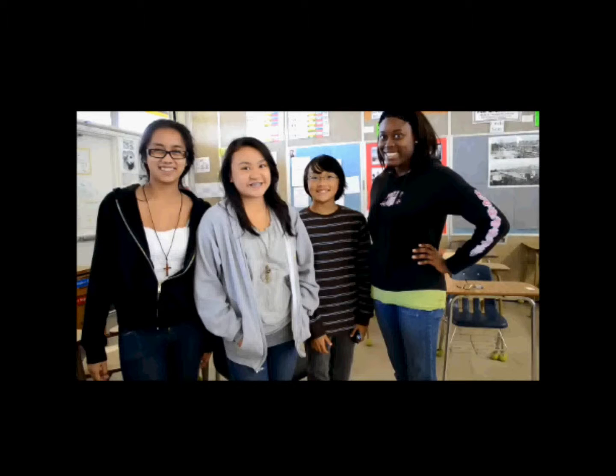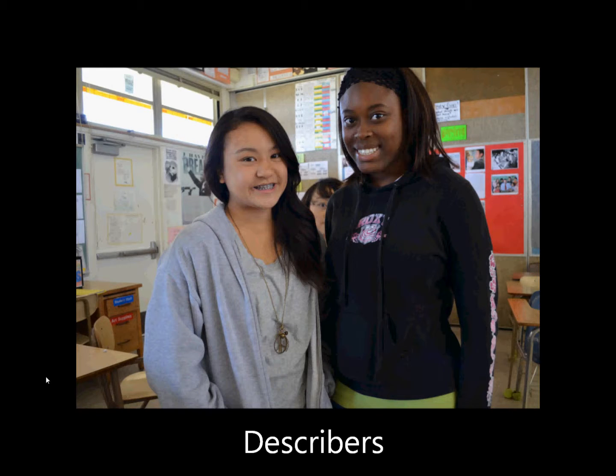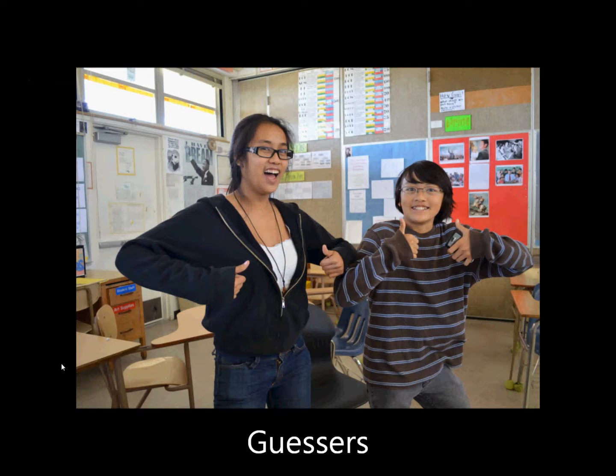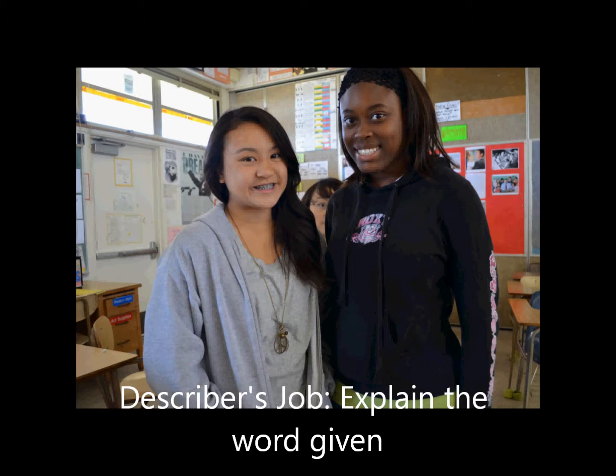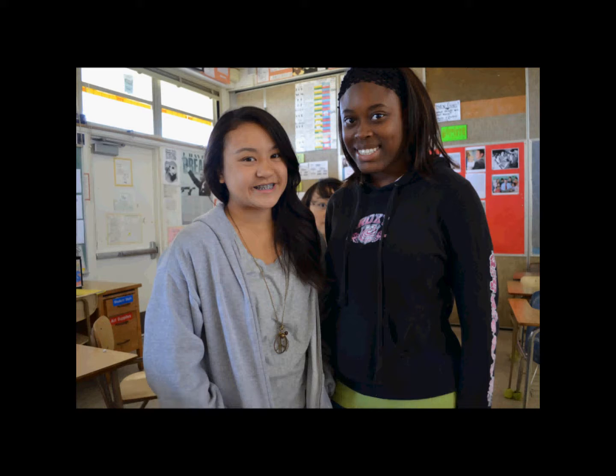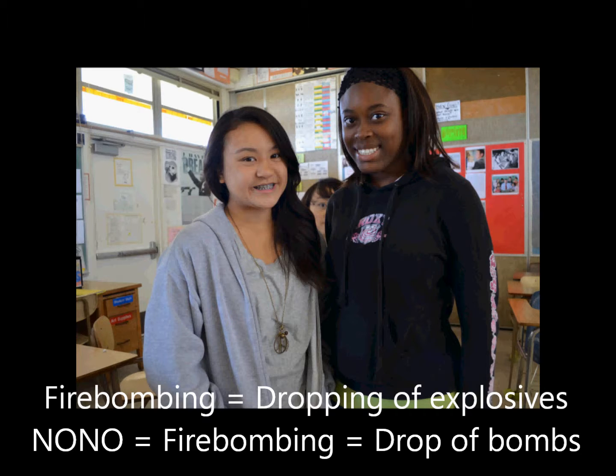First, you will need to acquire a group of 4. Within your group of 4, 2 people will be the guessers, and 2 people will be the describers. The describer's job is to explain as quickly and as accurately as possible the word given, but they cannot use a word in their description. For example, if the word is firebombing, you can describe it as the dropping of explosives, but you cannot say the dropping of bombs.